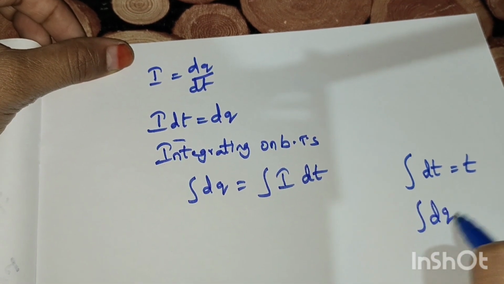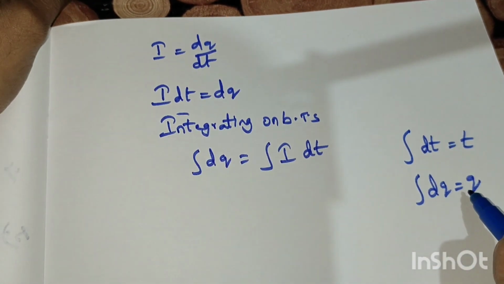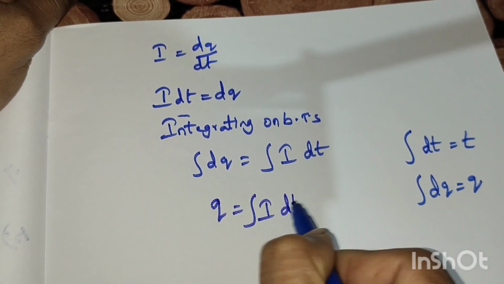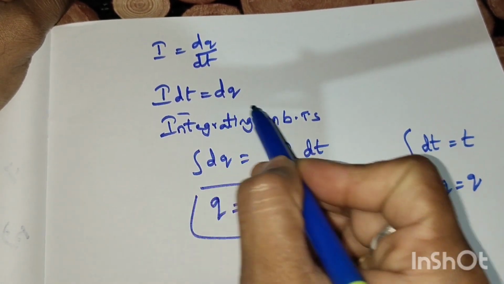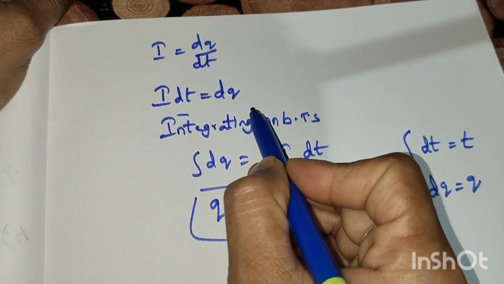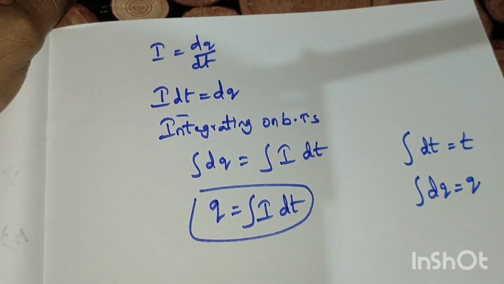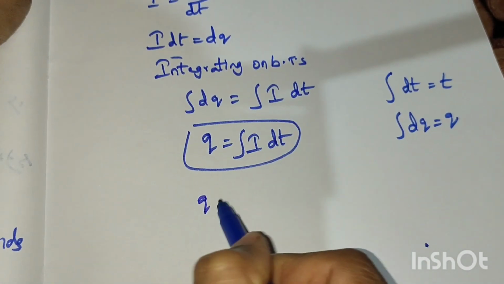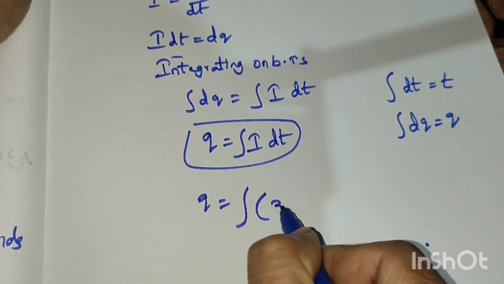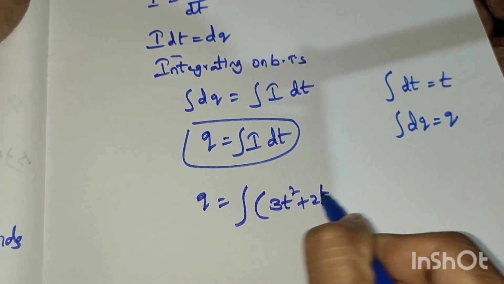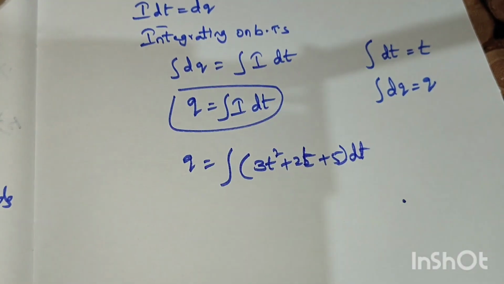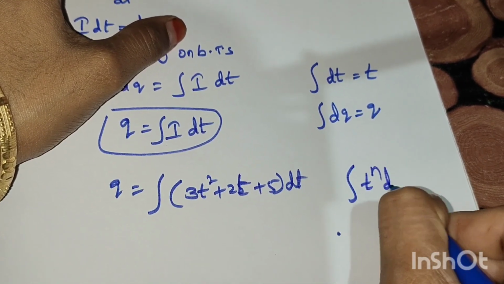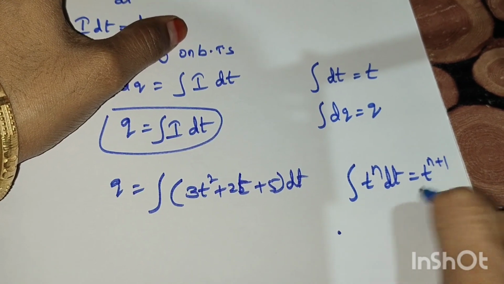Similarly, integral dq is equal to q. This is the formula in integration. So integral dq is q, equal to integral I dt. You can observe here why I am taking integration on both sides: to get q, we are integrating on both sides. If you integrate, you will get integral dq equals q. Now substitute the value of I. I is equal to 3t square plus 2t plus 5 into dt. Everyone should remember the formula: integral t power n dt is equal to t power n plus 1 by n plus 1.